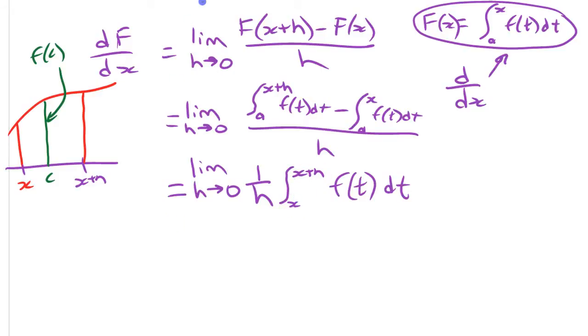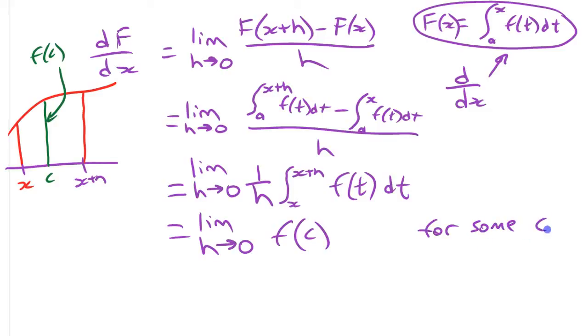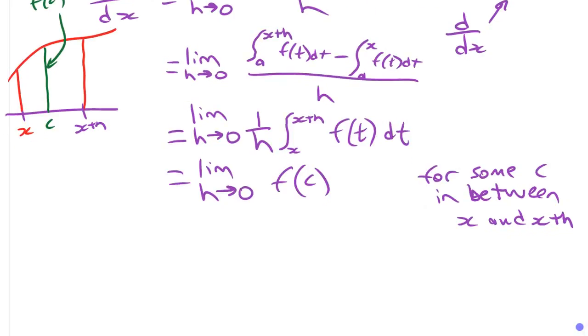So we can write this as equals limit as h approaches 0 of f of c, for some c in between x and x plus h. There has to be a function value in there because it's continuous. Move down a bit here. Now if you say the limit of that as h approaches 0, if you push this all over here, it's just going to carry that down with it.